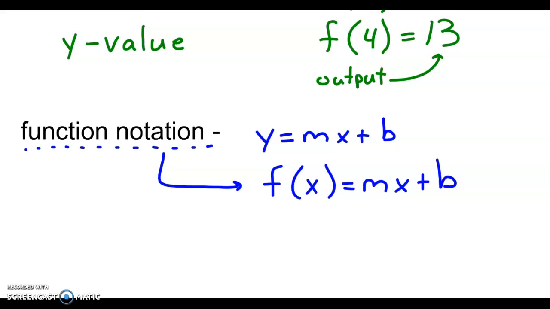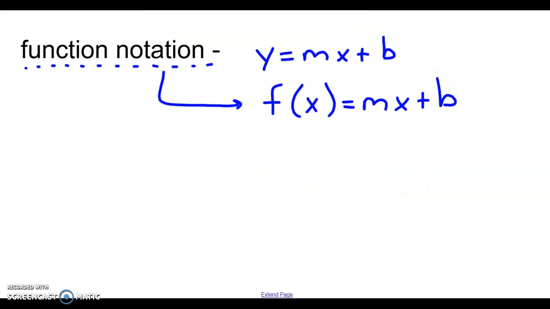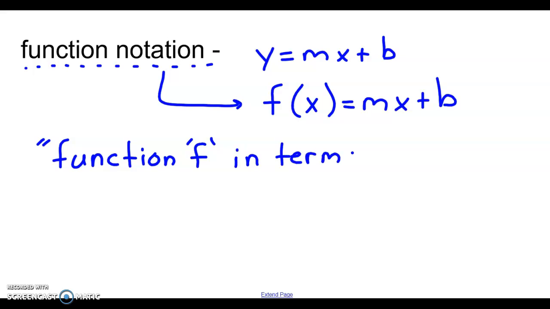Okay, and remember, we talked about this at the start of the chapter. If I were to read that from left to right, this f of x says function f in terms of x. So f is just the name of the function. The x in parentheses is just saying that that is the variable that's holding the place of the unknown.